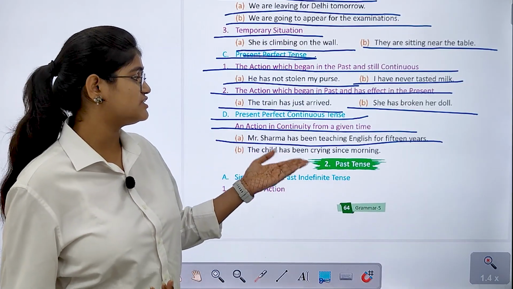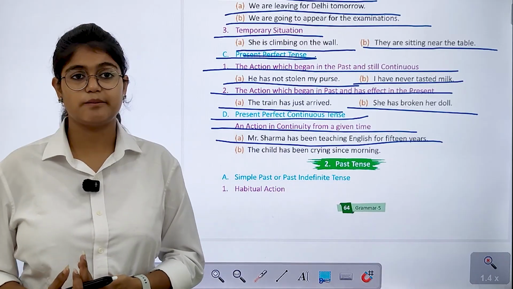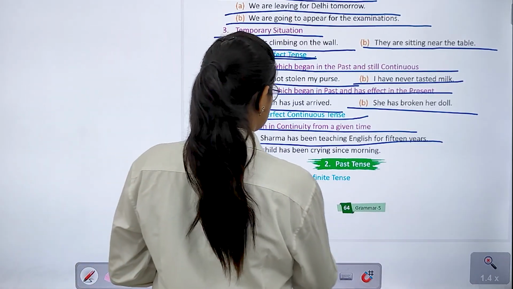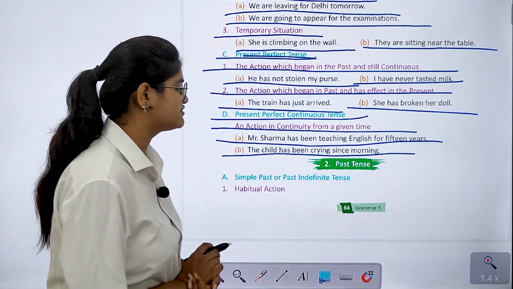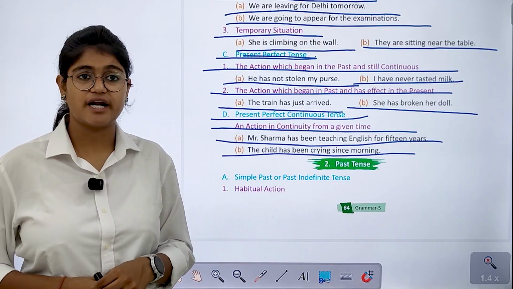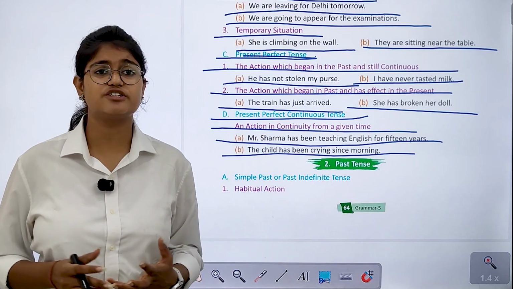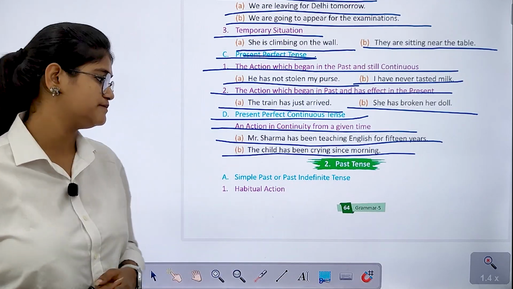Hence we have been given time over here, so the action is in continuity, right? After that, the child has been crying since morning, कि बच्चा जो है वो सुबह से रो रहा है, right? So as you can see, we have applied present perfect continuous tense in both the examples.